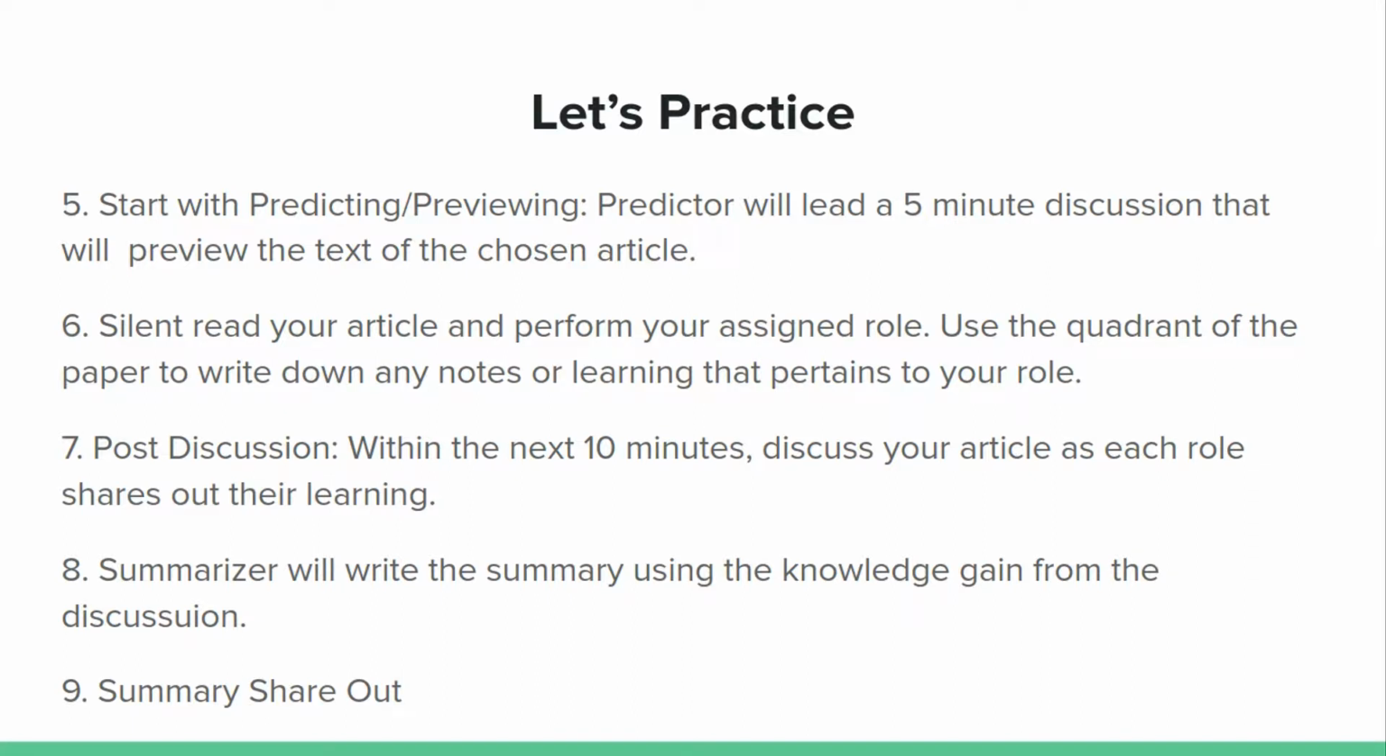After you get your article finished, you will then have a post discussion. Within the next 10 minutes, you will discuss your article as each role shares out their learning. So you will share what you read in the article, and each role will share the learning that they wrote down on their piece of paper. Summarizer, after listening to all the learning from the post discussion, you will then write the summary using the knowledge gained from the discussion. And after every group has written their summary, we will then have a summary share out as a large class to add another layer of comprehension to this article.